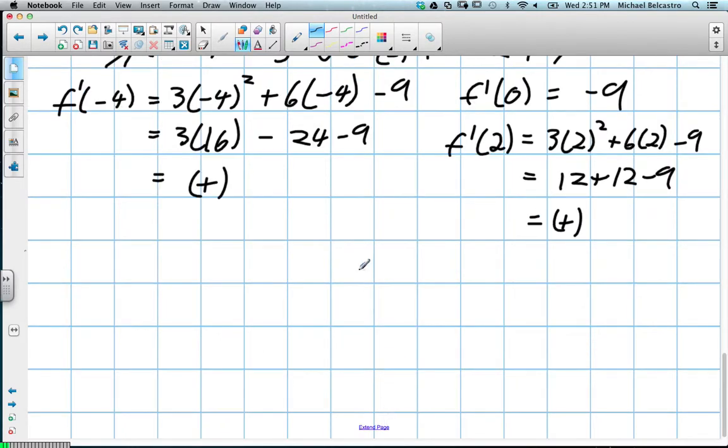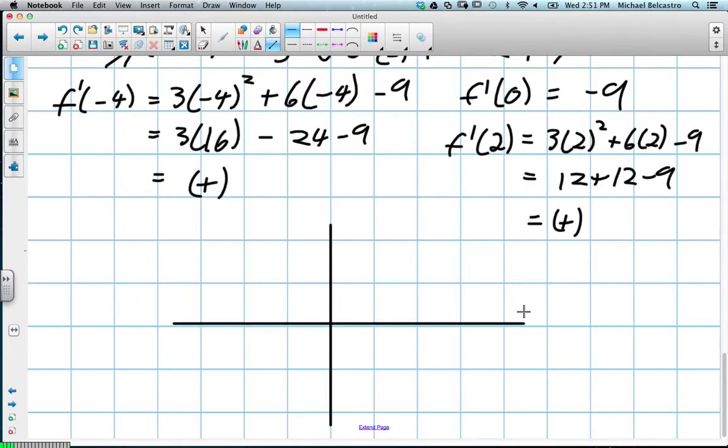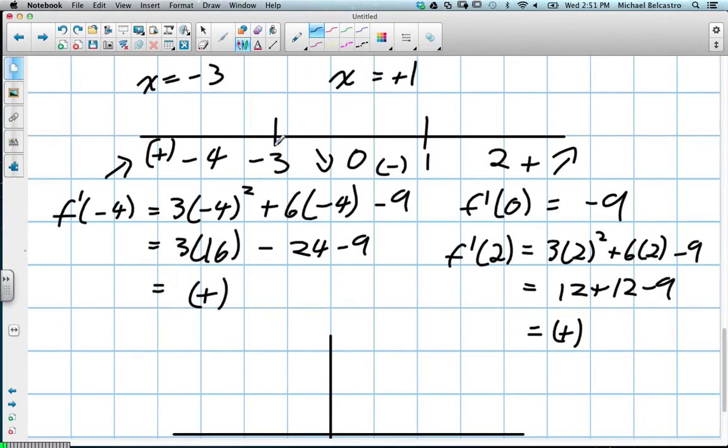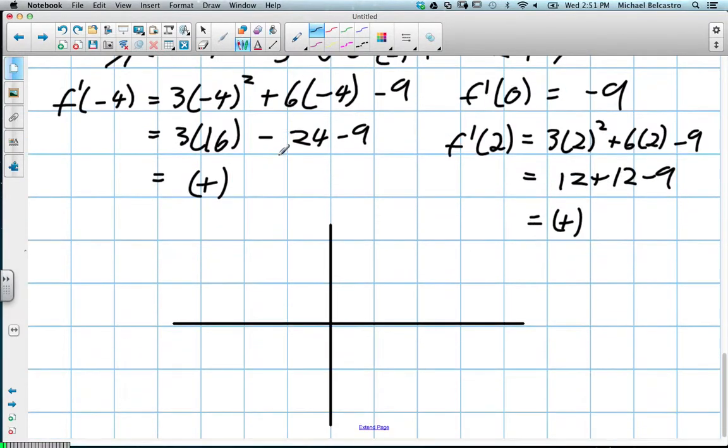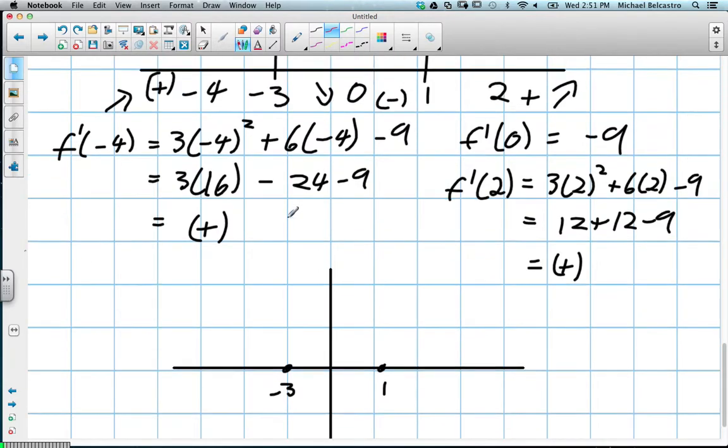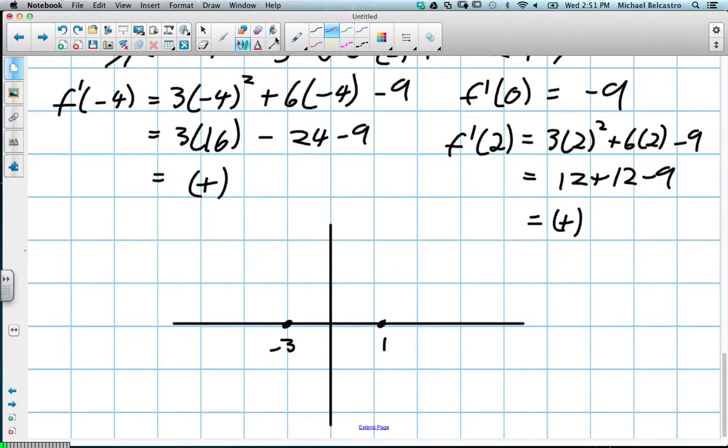So let's take our rough sketches and see what we can do with them. We know we have critical values due to our first derivative's roots at negative 3 and positive 1. So at negative 3 and positive 1, we know we have tangents of 0. We also know that from negative 3, we're increasing. We're decreasing between them, and then we're increasing again.